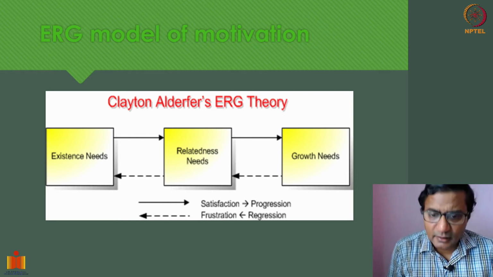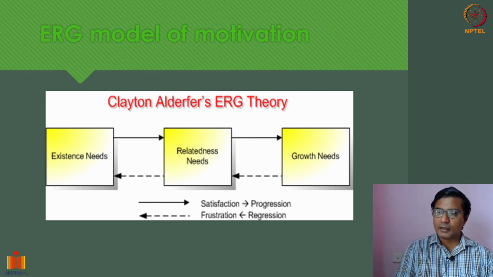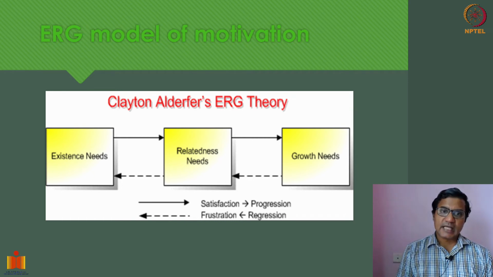Even Herzberg's theory is a content theory which talks about what factors motivate people. There's another content theory which we are going to see, which is ERG theory. The full form of ERG is E stands for existence, R stands for relatedness, G stands for growth. So this is called Alderfer's ERG theory. This theory is similar to Maslow's theory of need hierarchy.